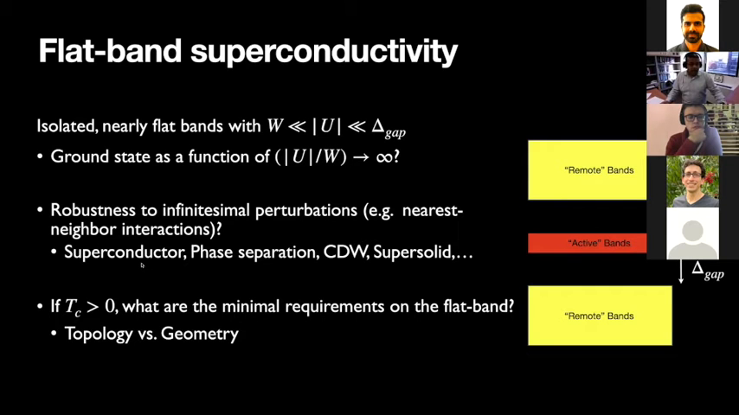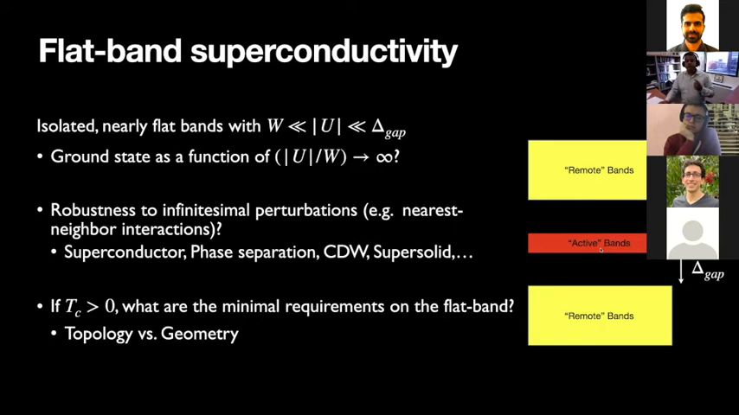So for instance, if I imagine turning on other interactions, what would be my ground state? Suppose I started out with a superconductor. Will it remain a superconductor, or will it undergo some kind of phase separation, possibly some kind of charge density wave order, et cetera? And then finally, suppose we do find that even in this completely non-perturbative limit, my TC is finite. What is the minimal set of ingredients we need for this flat band in order to really support a robust superconductor?